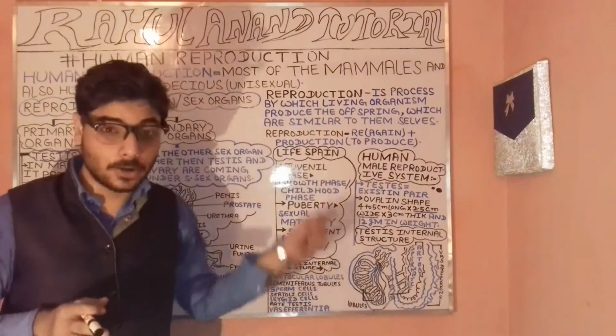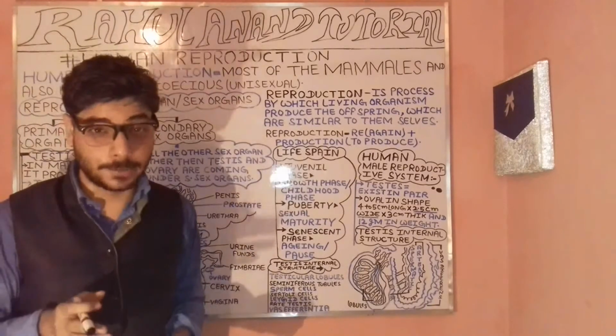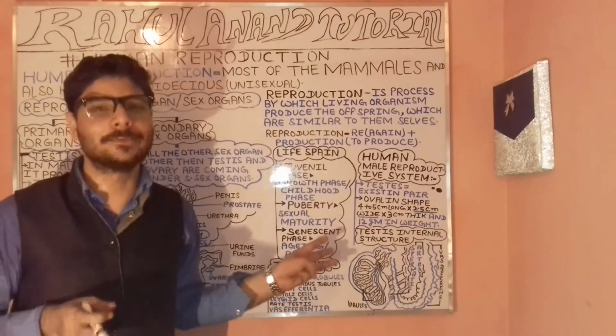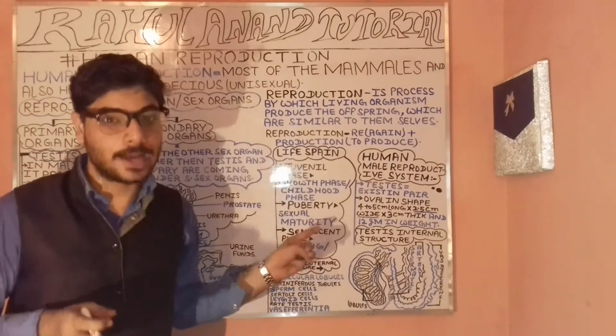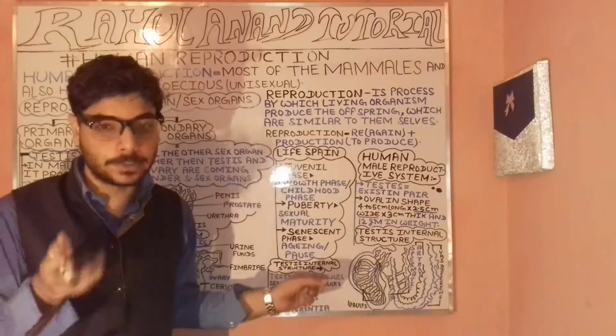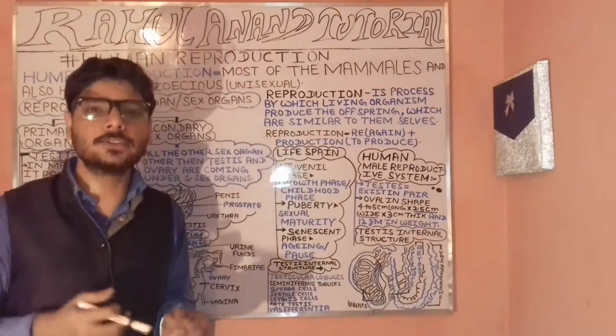Now, when we are talking about this, you have to understand certain facts in it. So you have the lifespan, which is often divided into three broad categories, such as what? Such as the juvenile phase, the puberty phase, as well as the senescent phase. You can find it here.